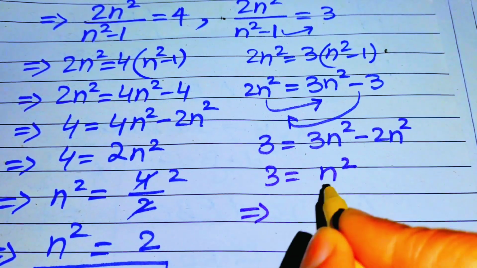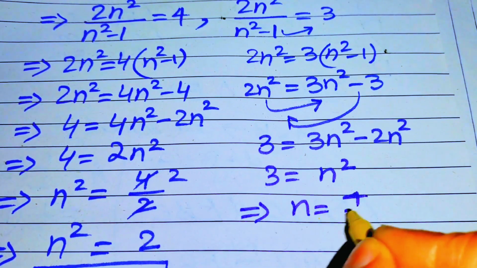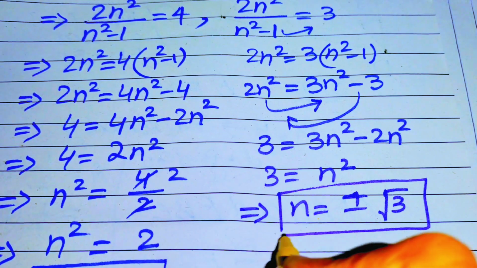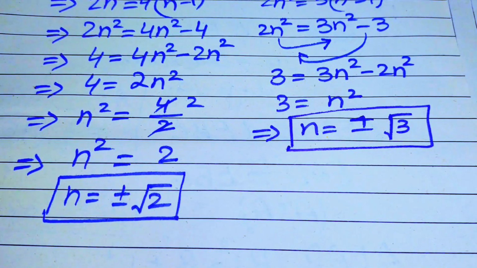So now we take the square root on both sides and you get n equals to plus minus square root of 3. So these are the other two roots of the given equation, and these are the four roots of the given equation, and this is our final answer.